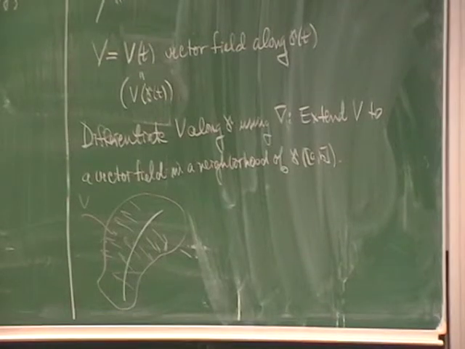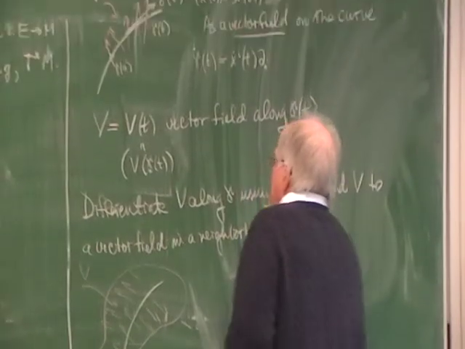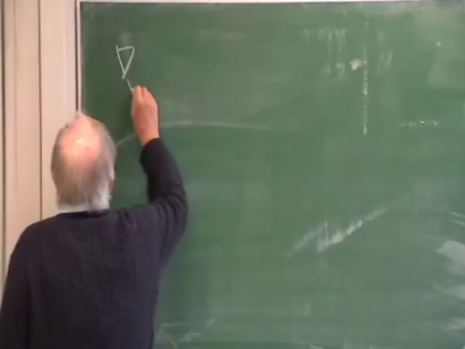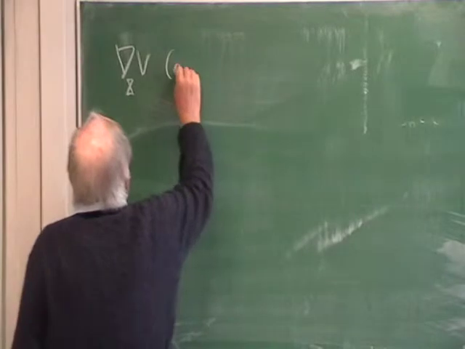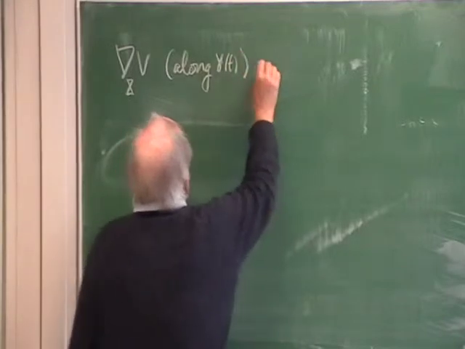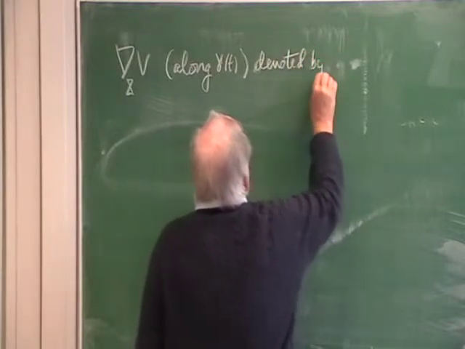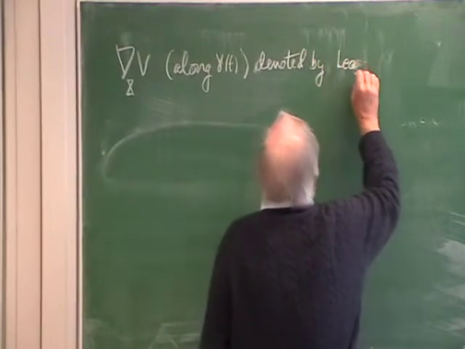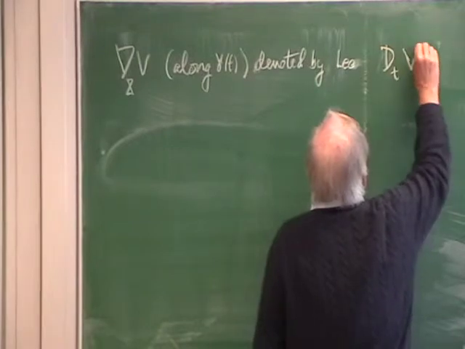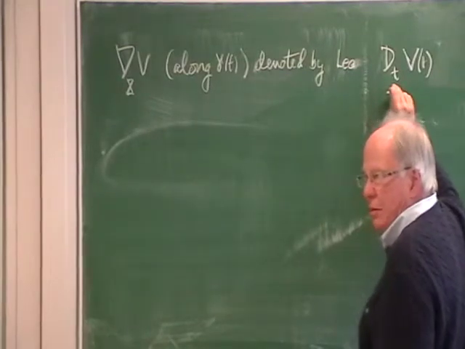Okay. So that's what you do, and you differentiate it, and the answer you get is the derivative of this thing, V along the curve, gamma of t, is denoted by your author, whose name is Lee, as dt of the vector field V. If you like, you can put V of t. He calls this dt along the curve.